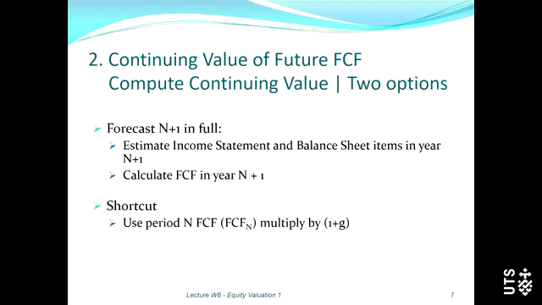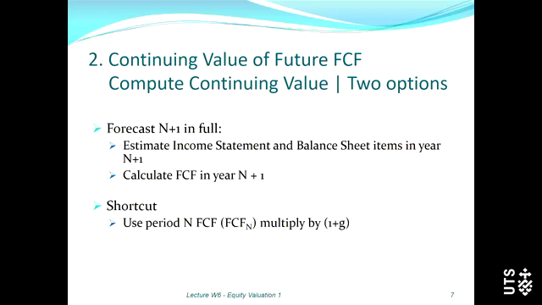Two ways. Number one is we just forecast income statement and balance sheet for one more year. Okay? And then we determine the cash flow derived from those financial statements. Or we use a shortcut, which is we use the last free cash flow and we multiply that times 1 plus the growth rate. Okay? So those are the two main ways of doing that.